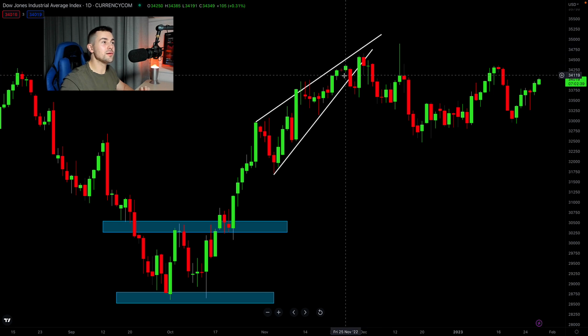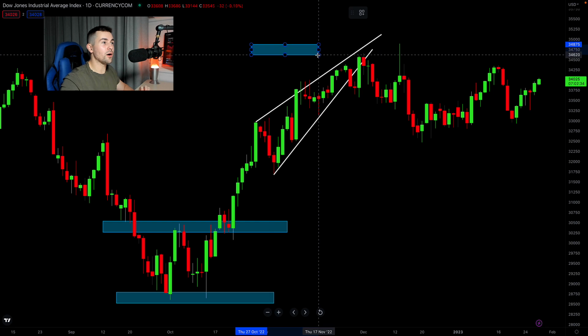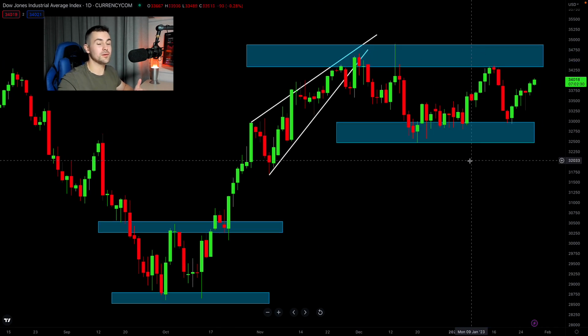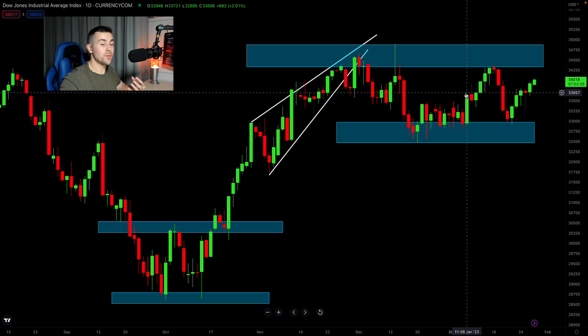And after the market broke the support of the wedge, the market started to trade within the range again. And now the market is accumulating again and the momentum is very low.